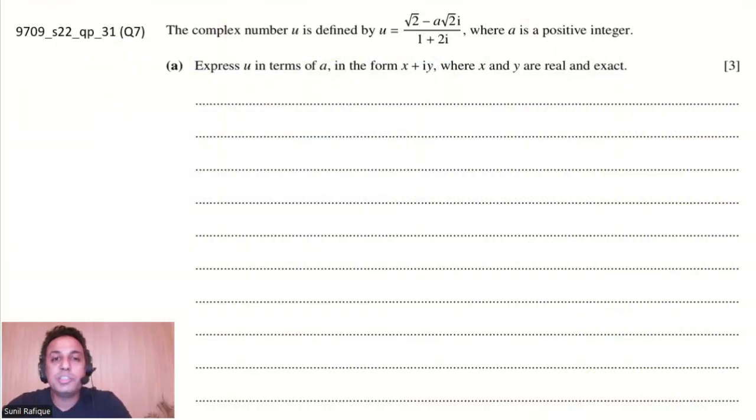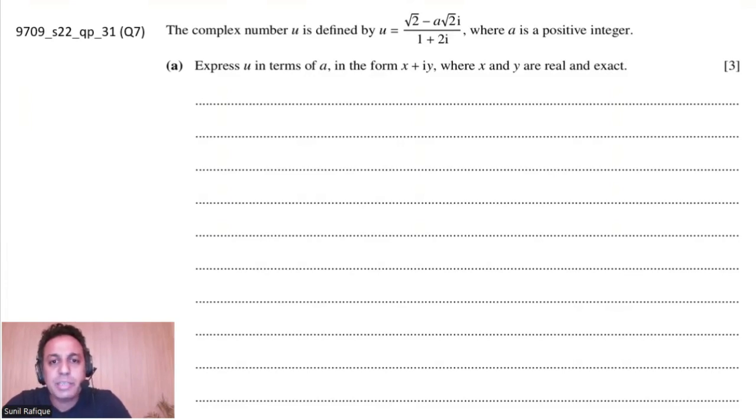So here goes the first one. This is from summer 22, question paper 3-1, and it's question 7 on that exam. If you want to try it, you can pause it and then come back and check my work. So let's go. The complex number u is defined by u equals this expression, which is a fraction where a is a positive integer. You can see that a over there as well.